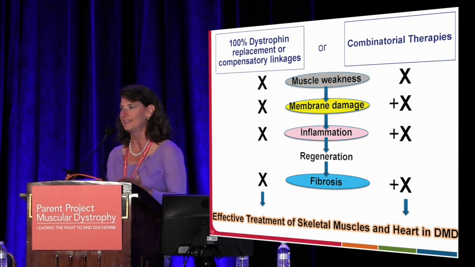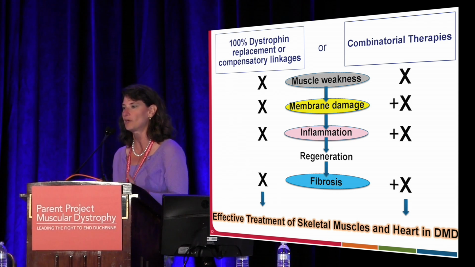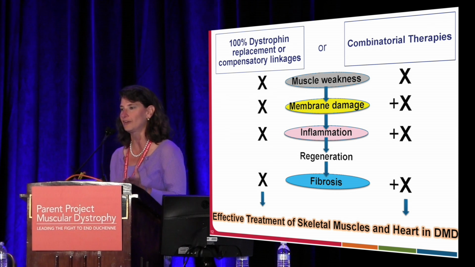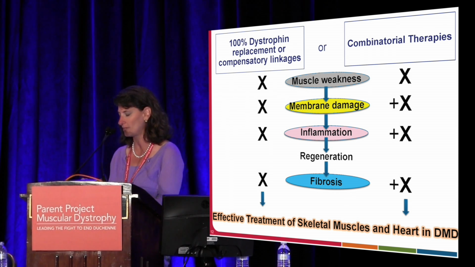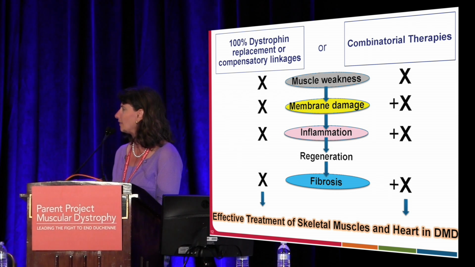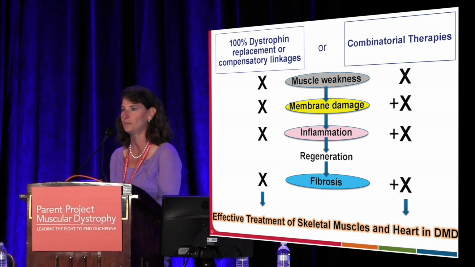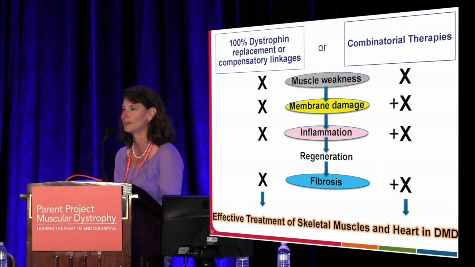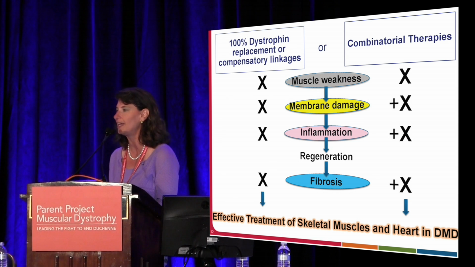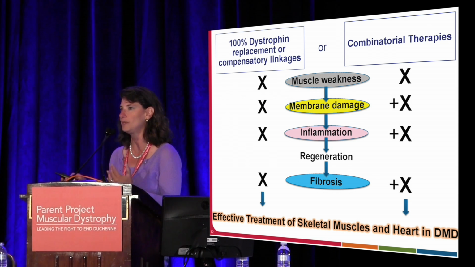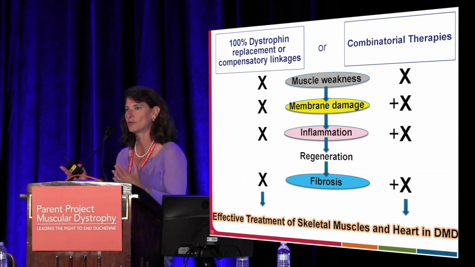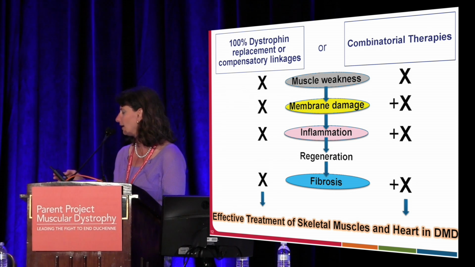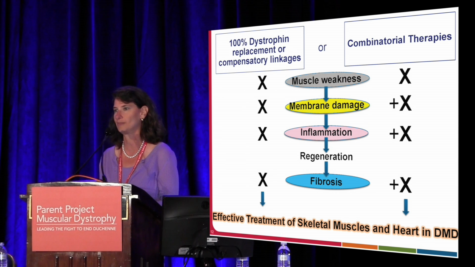Similarly, while the kinks and the bugs and the problems with getting gene therapy of a really big protein like dystrophin are being worked out, which may take a long time, there's the possibility for combinatorial therapies to use microdystrophin and exon skipping that will partially restore dystrophin, and combine it with therapies that target membrane damage, therapies that target inflammation, and therapies that target fibrosis in a combinatorial fashion. The therapeutic window is large, and if you can slow down or stop any of the steps in this pathway, you will wind up with an effective treatment of skeletal muscle and heart.